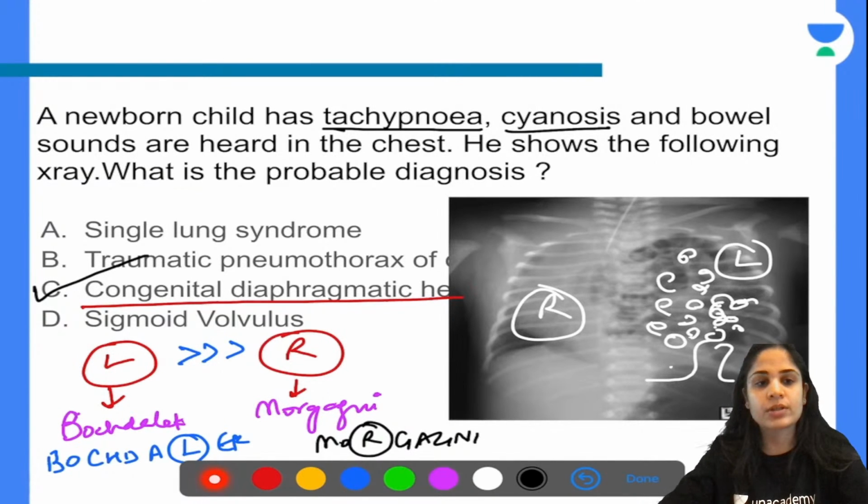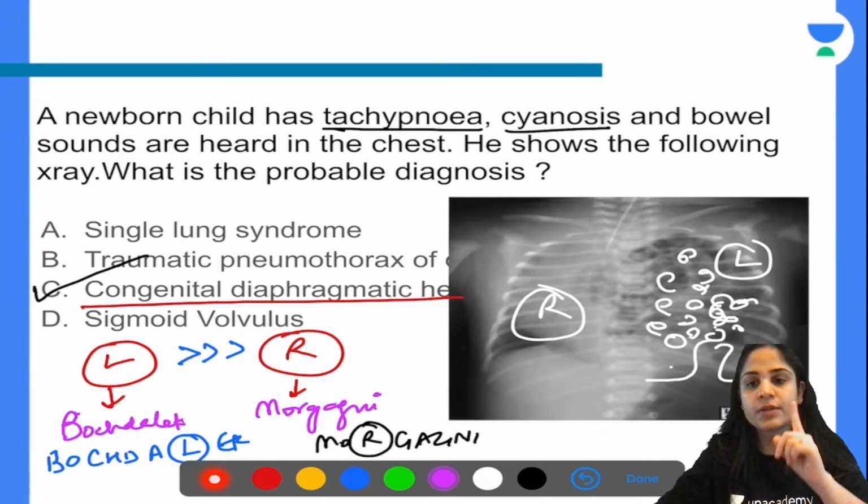Can anyone tell me what is the treatment over here? No, it cannot present with a tamponade effect. Now, can you tell me what would be the treatment for this disease? Anyone? So I'll tell you what the treatment will be.